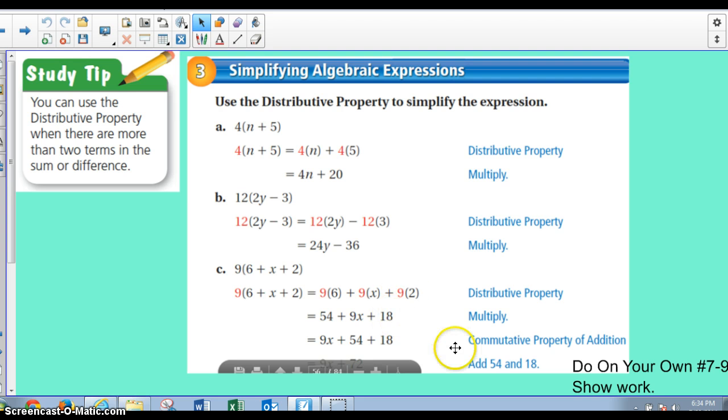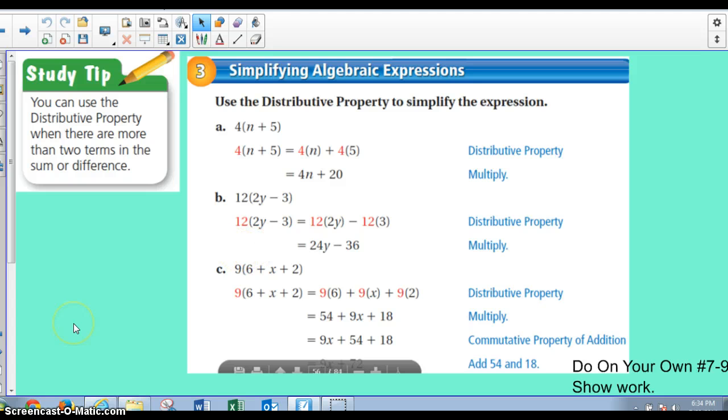Then you must do the commutative property. This is where you move the 9 to the outside or on this side. It doesn't matter. Remember, they can be put anywhere, but you move it so that it's not in the middle of the equation. So then you get 9x plus 54 plus 18. And it's 9x plus 72. And that's your final answer.